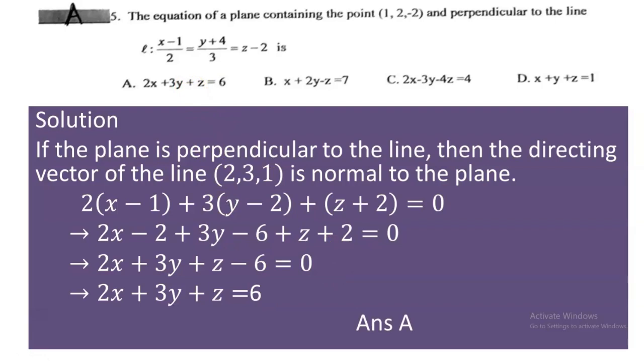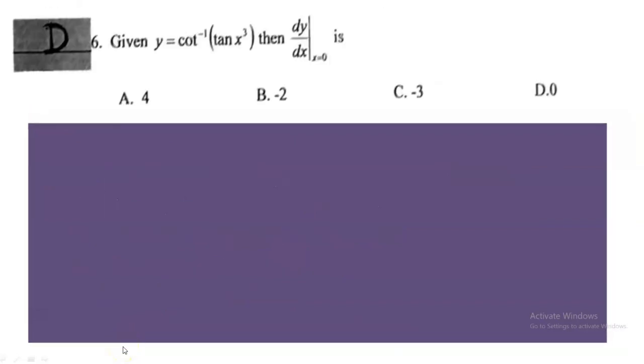And having this into account, what comes next is question number 6. So when we go to question number 6, we are having this one. It says given an equation y is equal to cot inverse of tan x cubed, then here you are asked to find the derivative of y with respect to x at x equals 0.